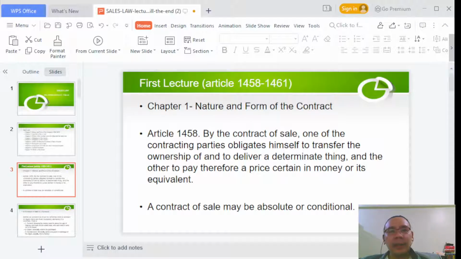And the last paragraph of Article 1458 is that a contract of sale may either be absolute or conditional. So when you talk about absolute sale, in Tagalog, it's kaliwaan. It's very simple. For instance, a contract of sale of a cell phone for 10,000 pesos. I'm going to sell to you my Android phone for 10,000 pesos. You're going to buy it from me for the amount of 10,000 pesos. So I give you the item, you give me the money. That's it. It's absolute. And then you're done. So that's an absolute contract of sale.